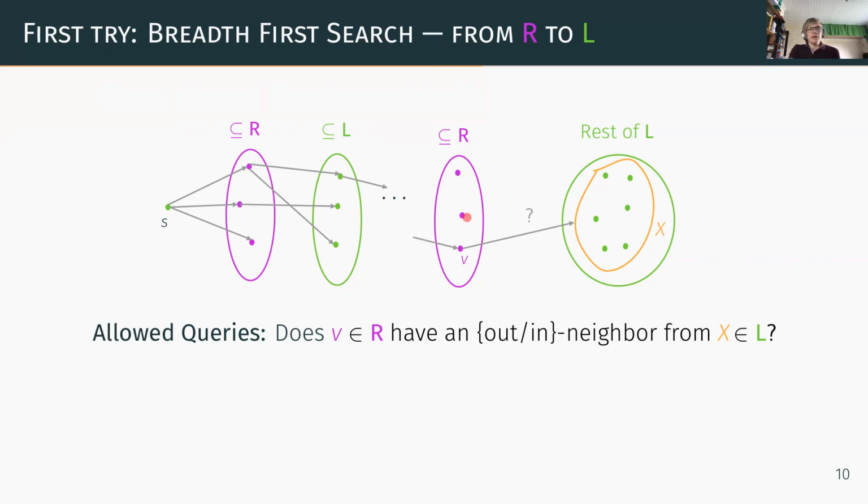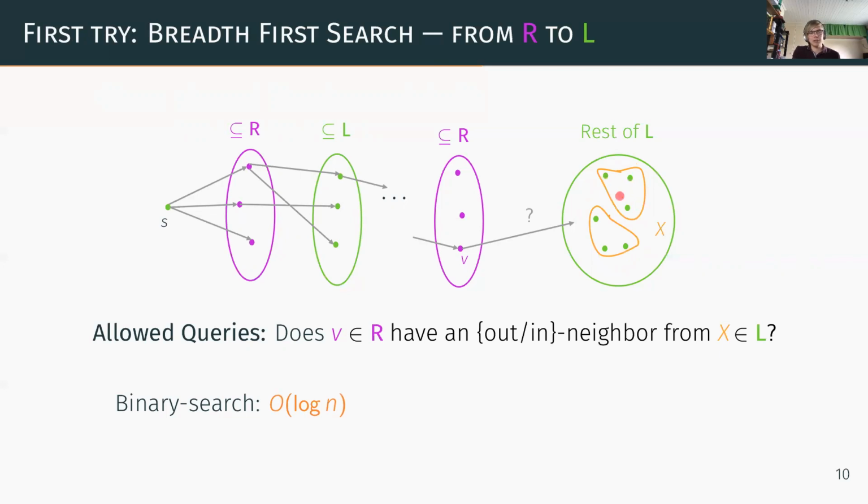Here, we can simply ask our queries where we specify one vertex on the right side in R, and some subset of vertices in L. These are the allowed queries, and here we want to use the out-neighbor query. And here we can indeed efficiently find the neighbors by a binary search idea.